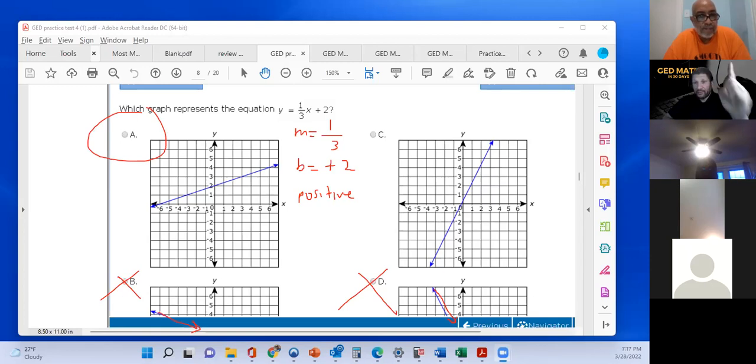Is it positive or negative? What's the y-intercept? What's the slope? That helps you answer this question in less than 15 seconds. This is considered a difficulty of medium, but it is an easy problem.